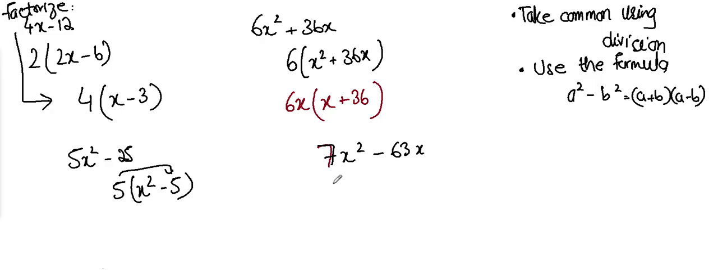Good. Yes. So 7x as the common, x minus 9. Great job. Okay, so now we understand how we shall take commons, right? Okay, let me give you a difficult example.